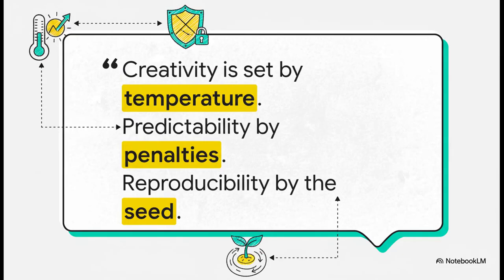You know, it all really boils down to 3 pillars. You steer creativity with temperature and sampling. You enforce predictability with penalties and stop sequences, and you guarantee reproducibility with the seed. If you can master those 3 things, you've mastered the output.